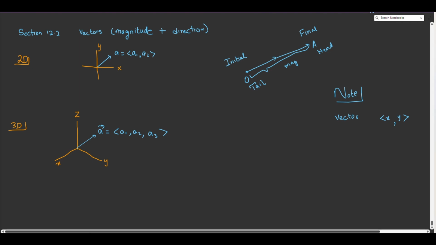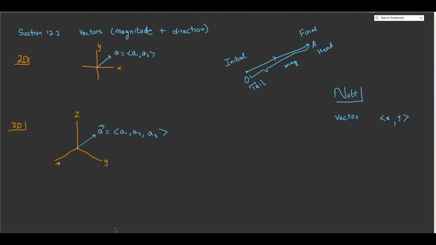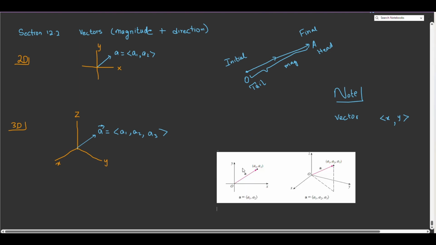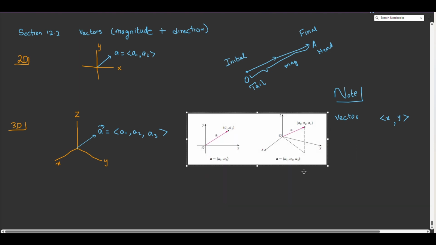Let me draw a picture for this. So this is the first picture. It corresponds to a vector in 2D space, that is the XY plane, and the second one is in the 3D space, XY and Z.